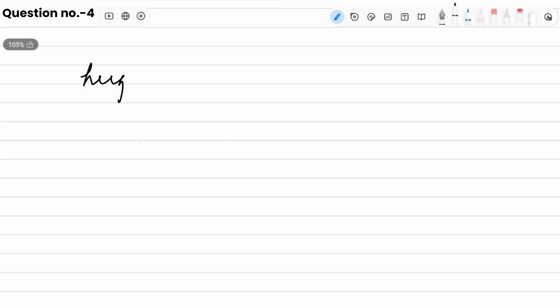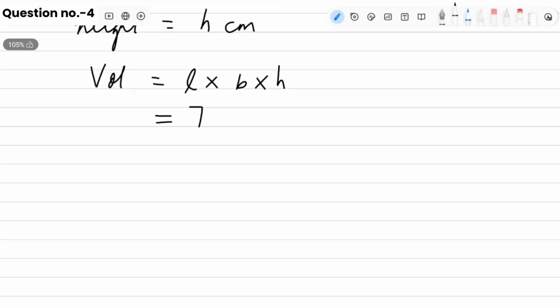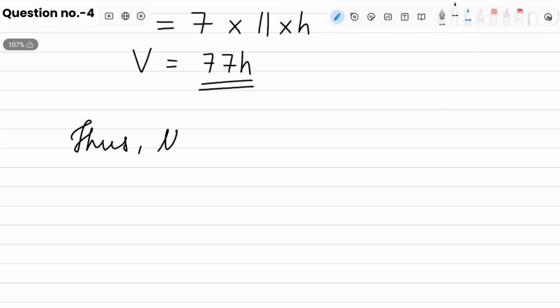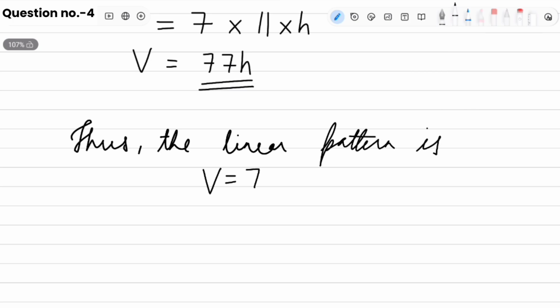So here the height is not given in the question. So we will take the height as h, h centimeter. Okay. And volume we know, volume is equal to length into breadth into height. So length was already given as 7 centimeter, breadth is 11, height we took as h. So it is going to be 77h. So V is equal to 77h. Thus we can write that the linear pattern is V is equal to 77h. And with that we are done with this question.